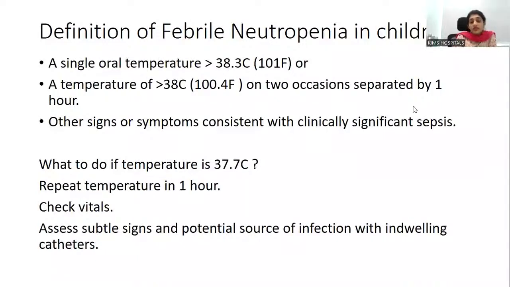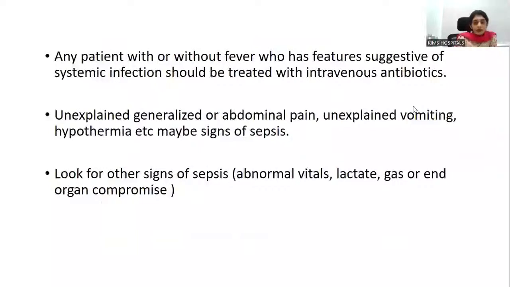For example, if there is a temperature of 37.7, what do you need to do at that time? At that time, we need to repeat the temperature in 1 hour and check the vitals. Generally these cancer kids have indwelling catheters already in place, and we need to be sure that these are not the source of infection.